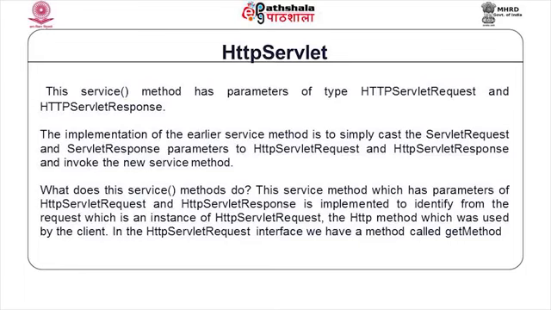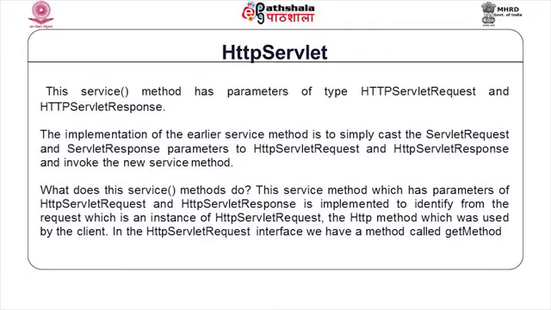What has been added here is a method called service again. This service method has parameters which are of type HttpServletRequest and HttpServletResponse. So, the implementation of the earlier service method is to simply cast the ServletRequest and ServletResponse objects into HttpServletRequest and HttpServletResponse, and then invoke the other service method, the one which takes HttpServletRequest and HttpServletResponse as parameters.